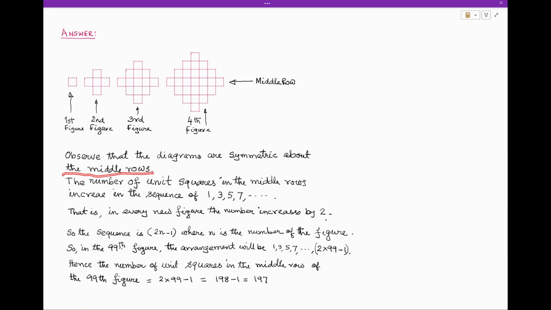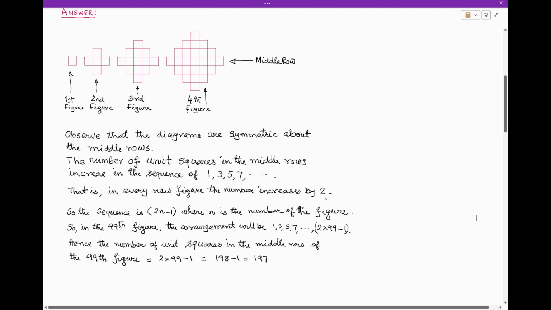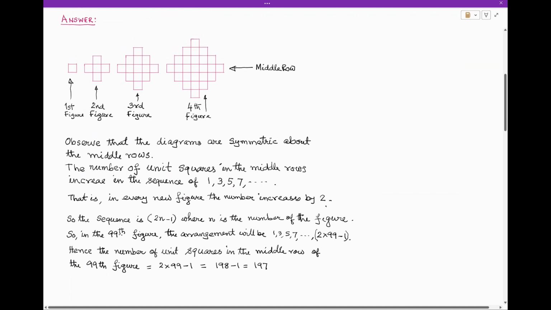The number of unit squares in the middle rows increases in the sequence of 1, 3, 5, 7, etc. for the first figure, second figure, third figure, fourth figure and so on. That is, in every new figure, the number increases by 2. So, the sequence is 2n minus 1, where n is the number of the figure.